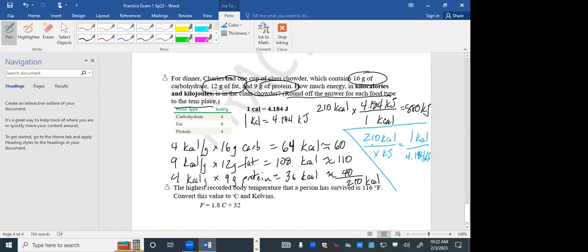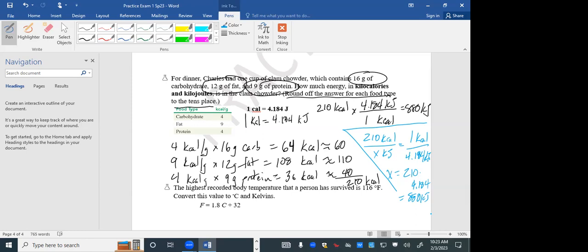And so if you cross multiply and solve, you end up getting X is equal to 210 times 4.184, which would give you the same 880 kilojoules. So either way you go, you end up in the same place. It's just a matter of preference at that point.